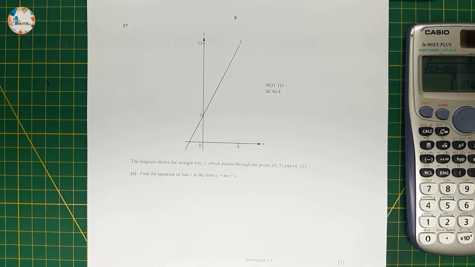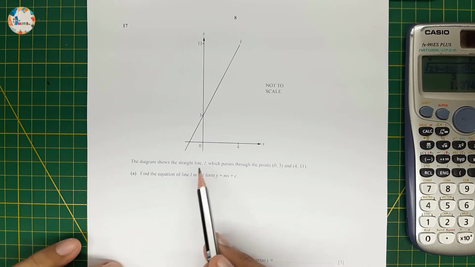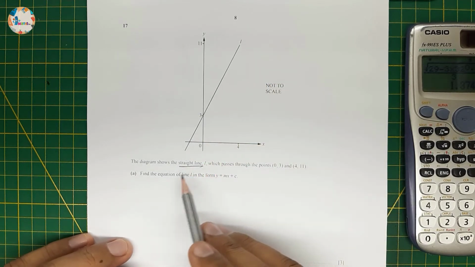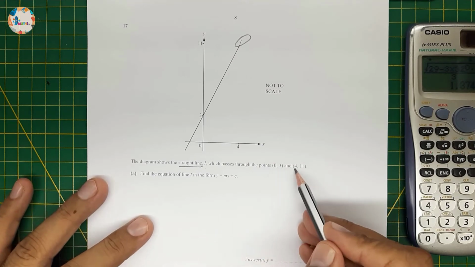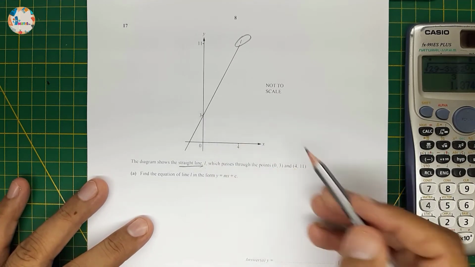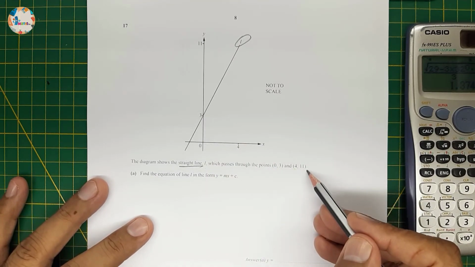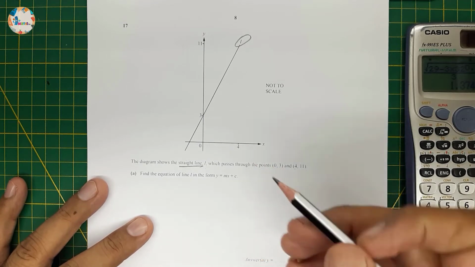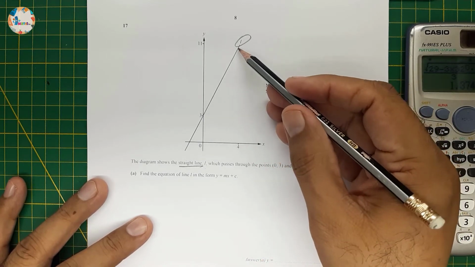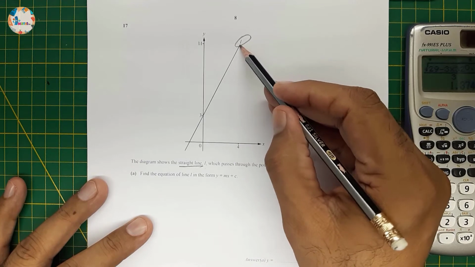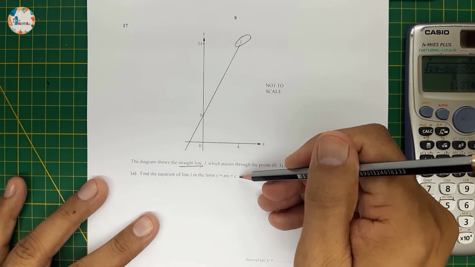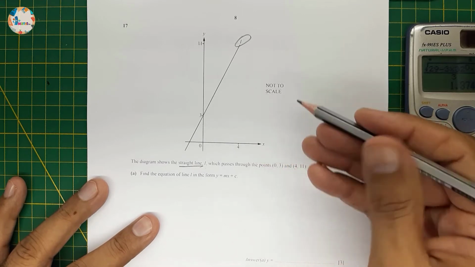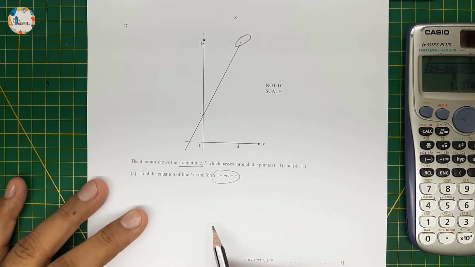Now this is question number 17. A straight line graph is shown. Straight line L passes through the points (0, 3) and (4, 11). This is the point (4, 11). Find the equation of the line in y = mx + c format.